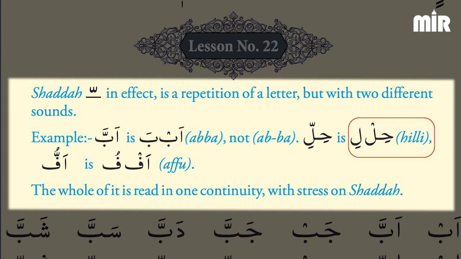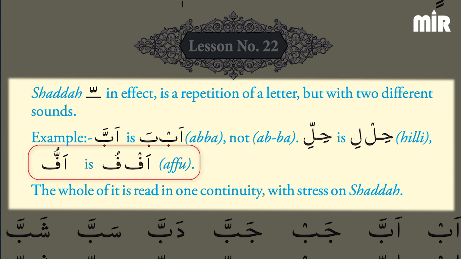If you go to the next example, you see Lam is two times. The first Lam has Jazm and the second Lam has Kasra, because in the actual word also with Shadda, Lam has Kasra. So if we read it, it will be Hilli. And the third example also is the same: the first Fa has Jazm and the second Fa has Dhamma, because Shadda and Dhamma are placed on Fa. So it will be read Affu.